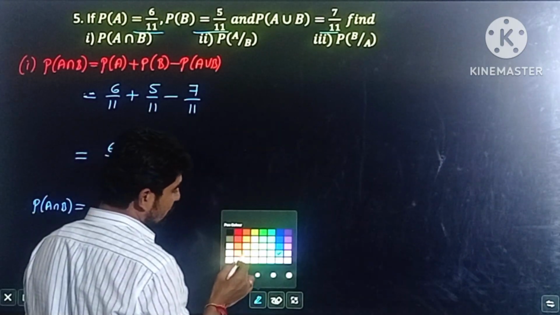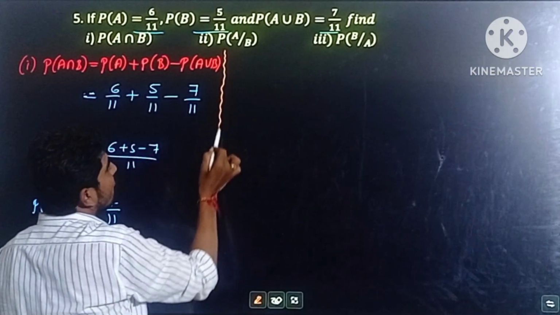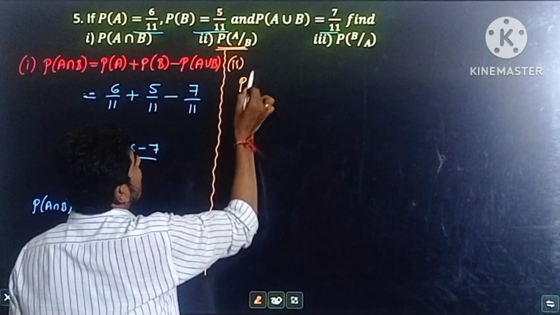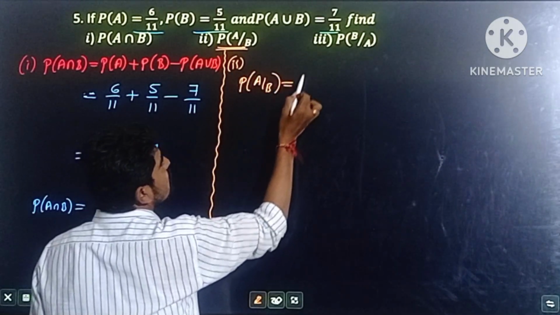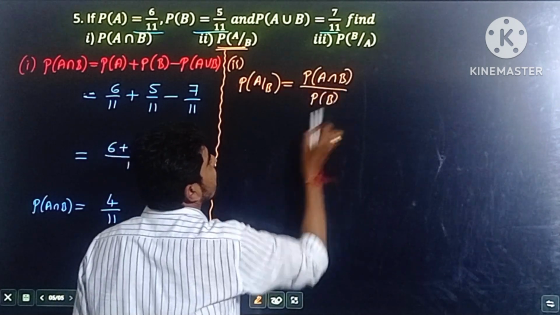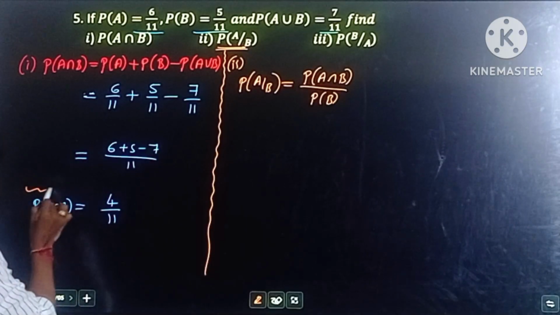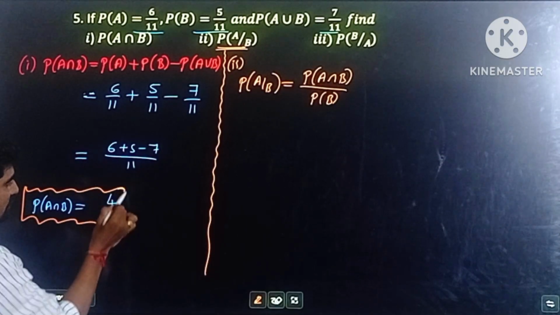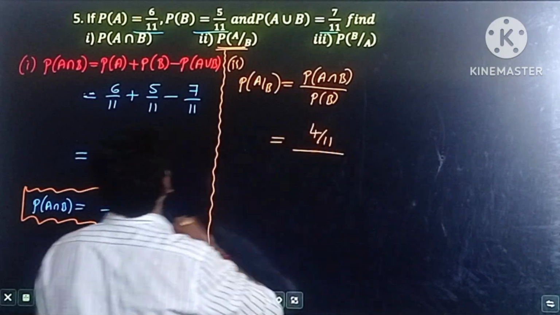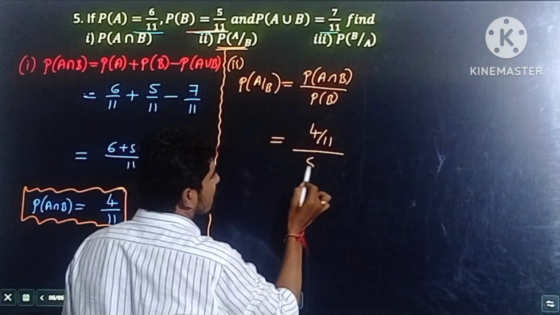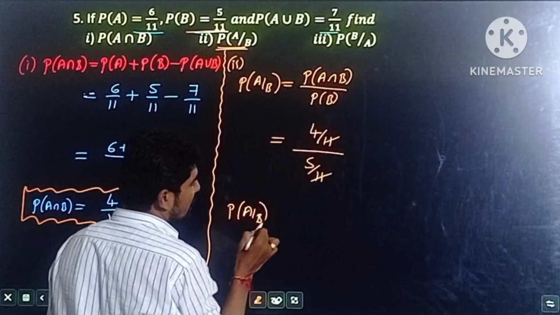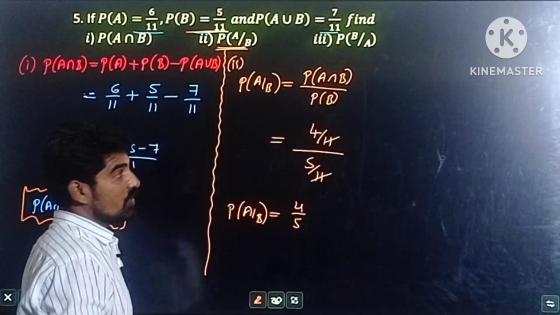And in the second question, we need to identify the value of probability of A by B. Second question: we know that probability of A by B is equal to probability of A intersection B divided by probability of B. We already calculated the value of probability of A intersection B, which is 4 by 11, divided by probability of B, which is given as 5 by 11. So here 11 gets cancelled. So required probability of A by B is equal to 4 by 5. I hope all of you understood.